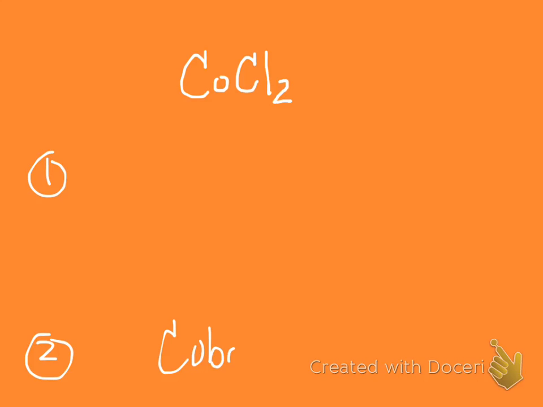Let's say I give you CO, Cl2. Okay. So again, I'm going to start with my end product. What's CO? Cobalt, the pretty blue colorant. So this is cobalt something chloride. We don't know which cobalt ion this is, though.